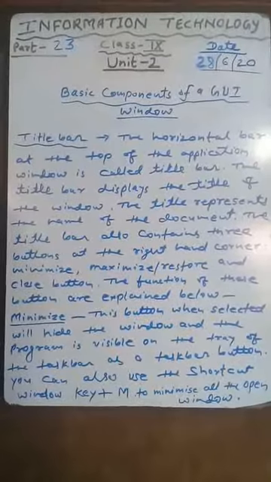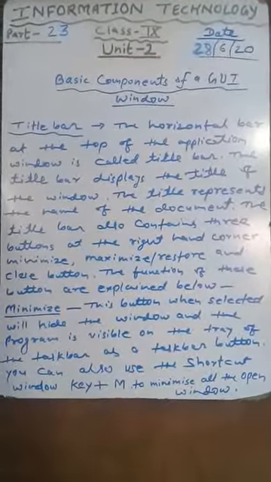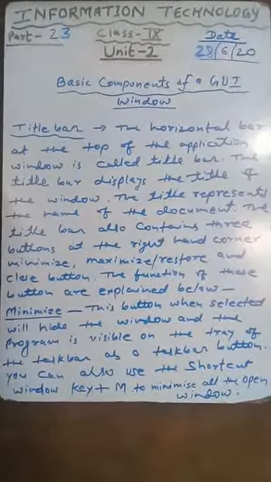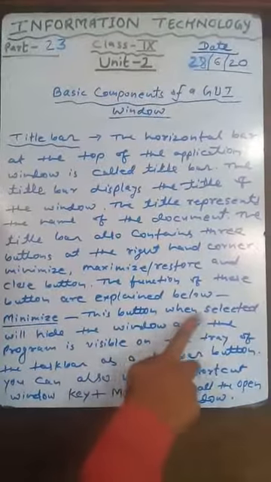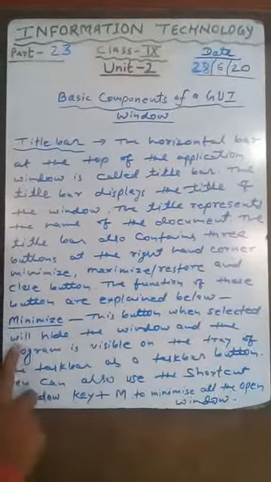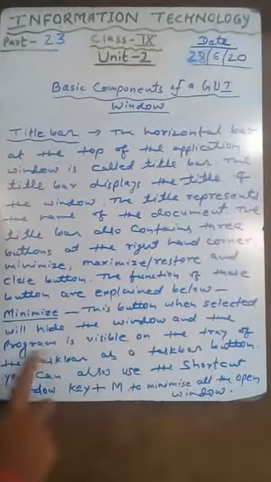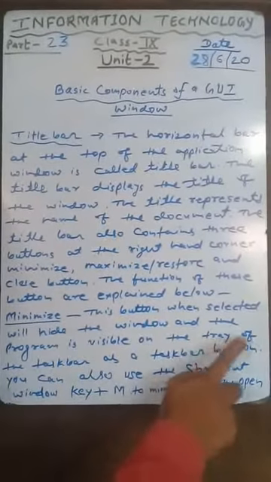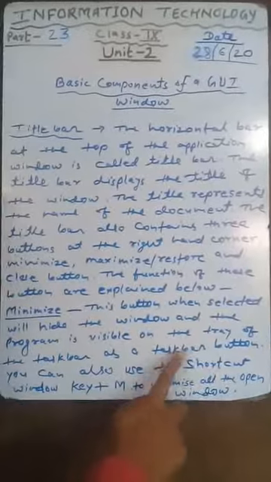Now first we discuss minimize. What is the function of minimize? This button, when selected, will hide the window, and the program is visible on the tray of the taskbar as a taskbar button.